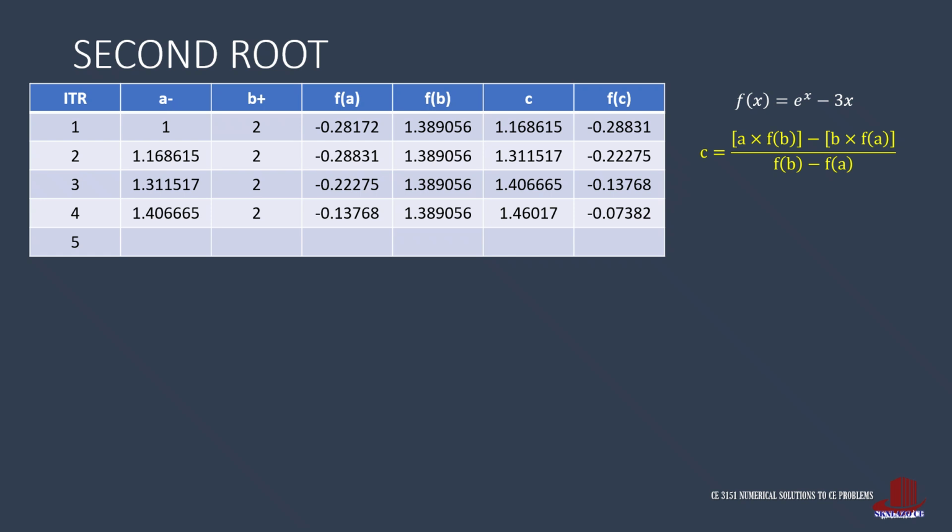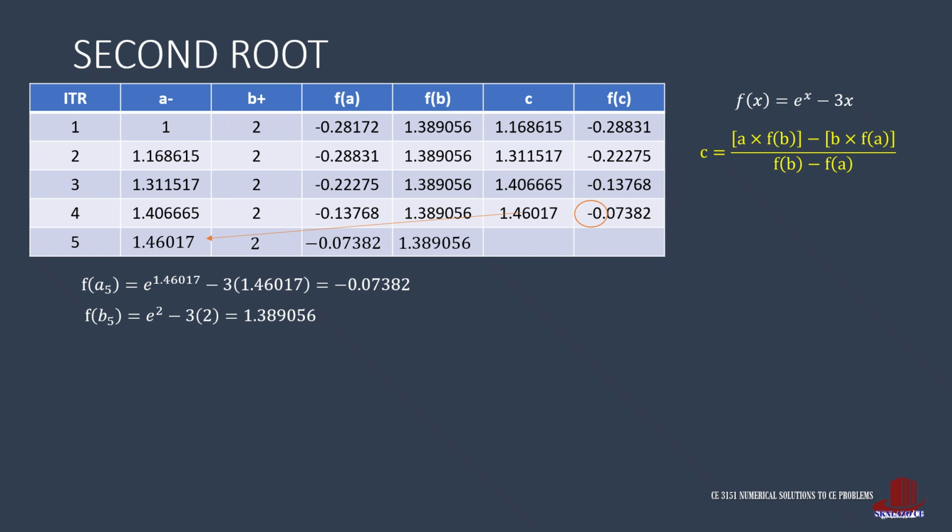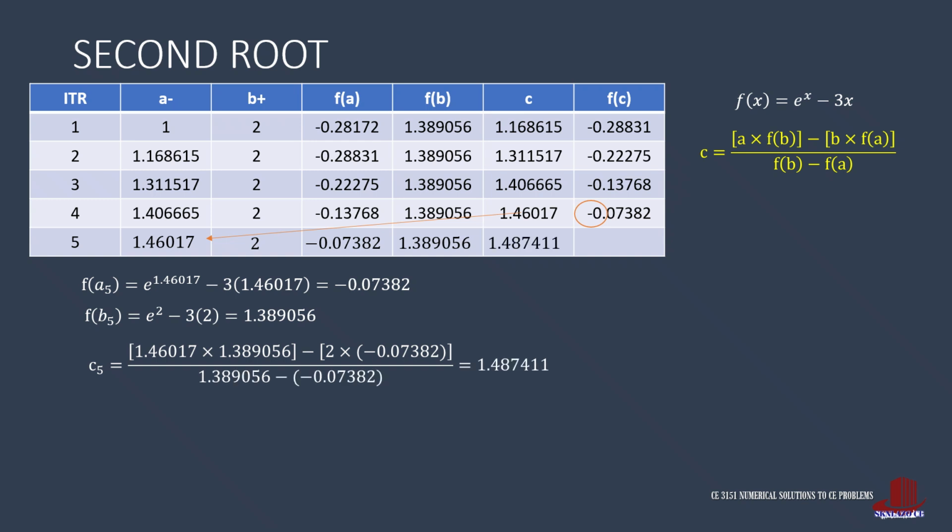The next iteration starts with a negative FC, so A becomes 1.46017, and B is still 2. FA is then negative 0.07382, and FB is still 1.389056. The new C is computed as 1.487411. Plug this into the function and have f of C as negative 0.03661.